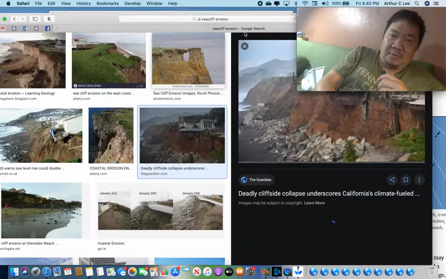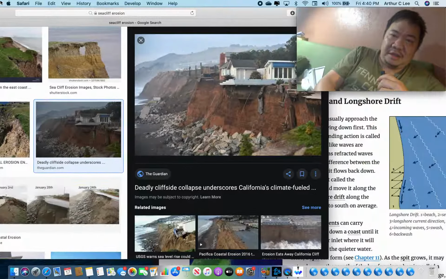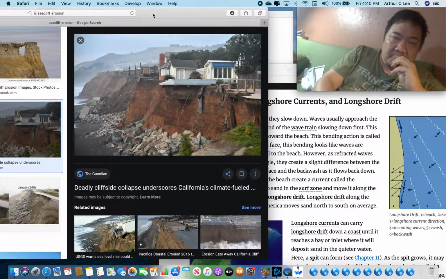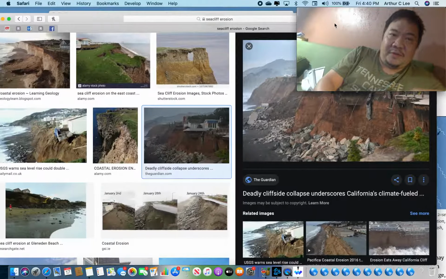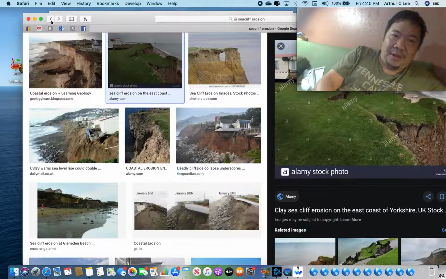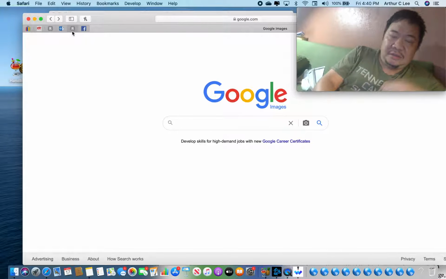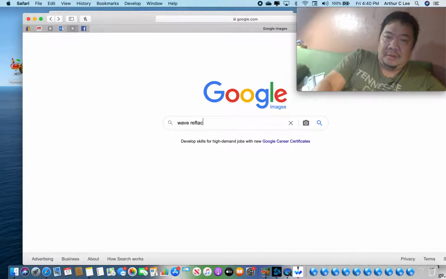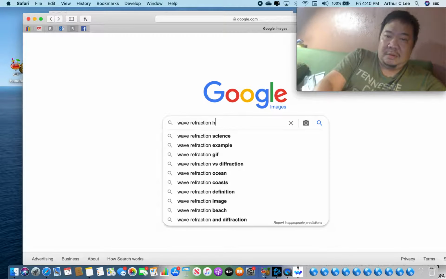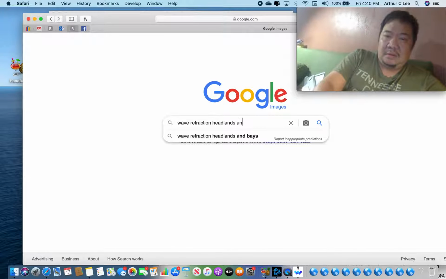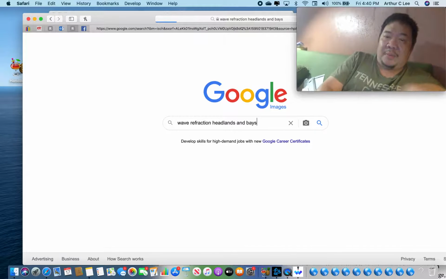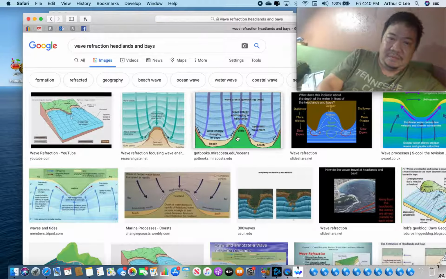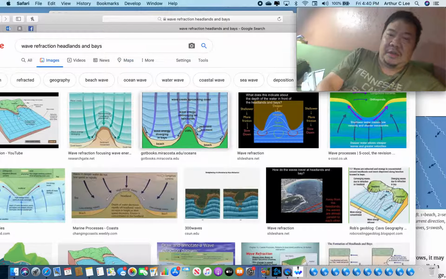You can see some more sea cliff erosion on headlands. So we've established that the waves crash into the headlands, and away from the bays, so that sand collects on these pocket beaches.